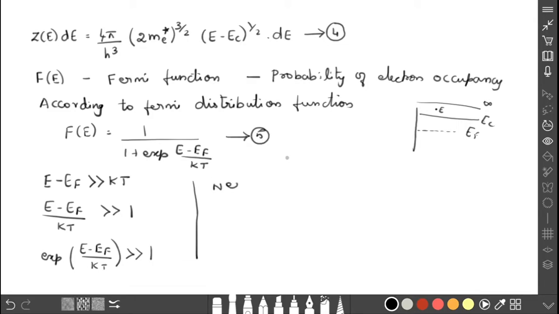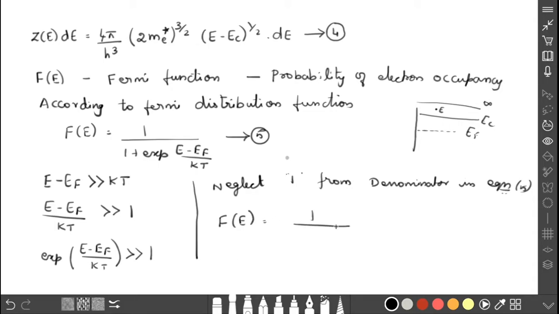So neglect 1 from the denominator in equation 5. What will happen now? In equation 5, the denominator 1 will go. So what will be remaining? F of E is equal to 1 divided by exponential of E minus EF divided by kT. So this is equation number 5.